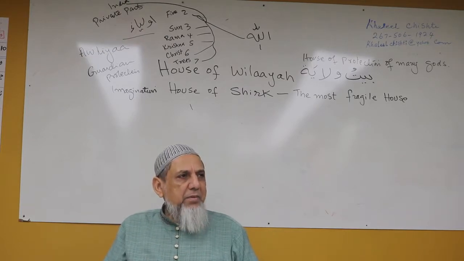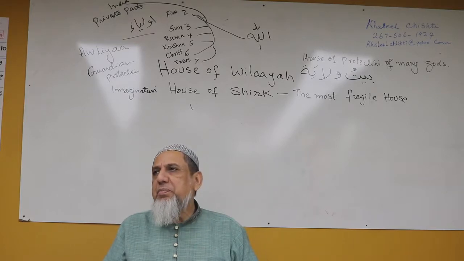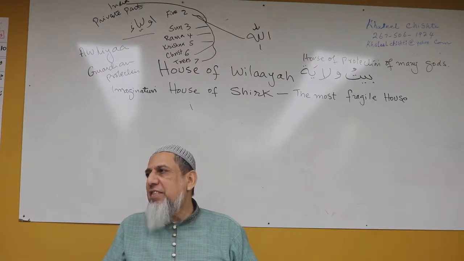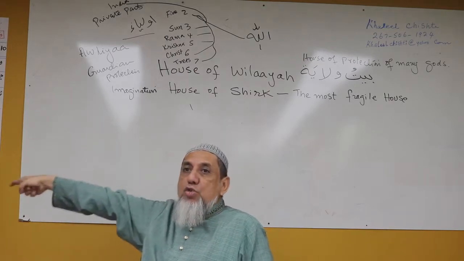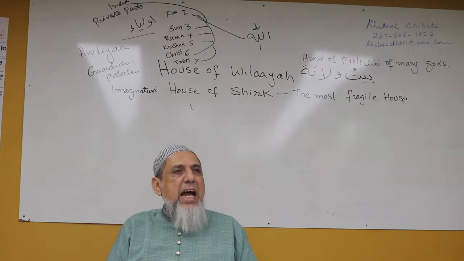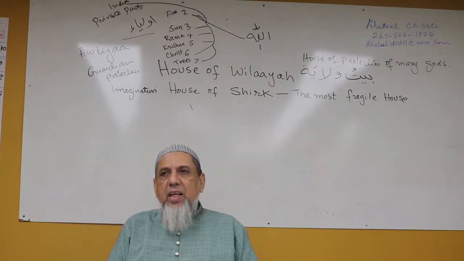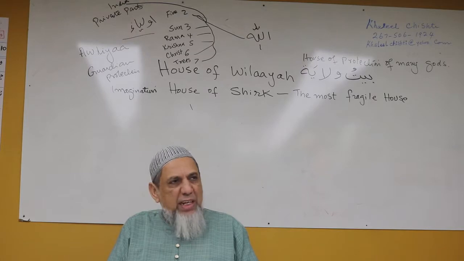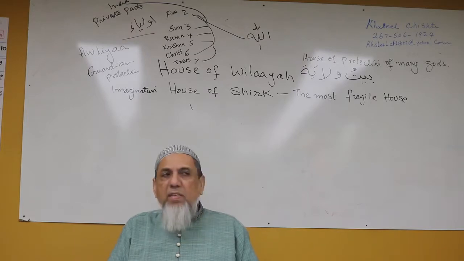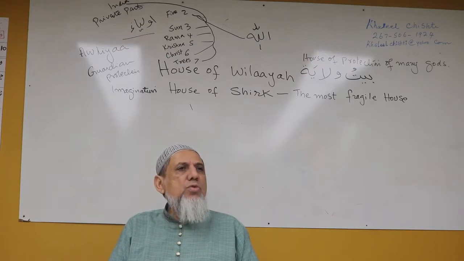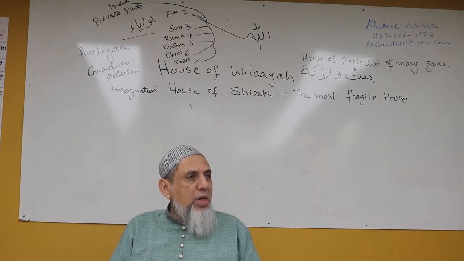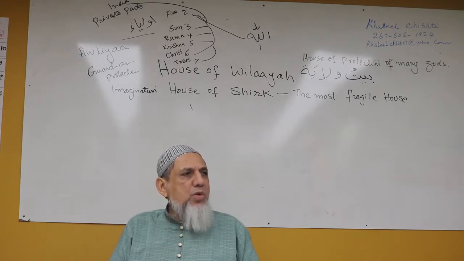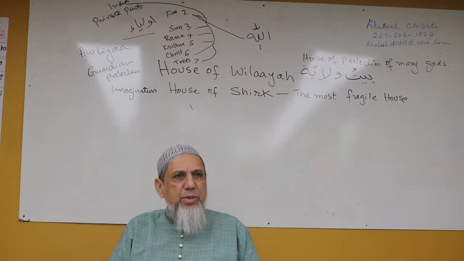And lastly, the lowest status of a noun, the last column there, that is majroor. The noun is majroor in a sentence, always majroor, only and only in 2 situations. There are 2 majrooran, only 2.